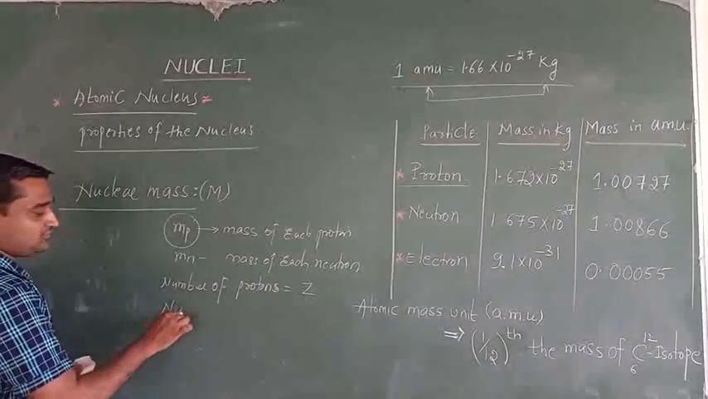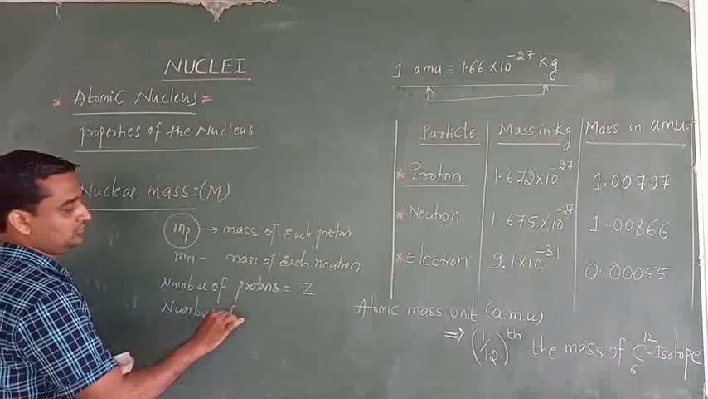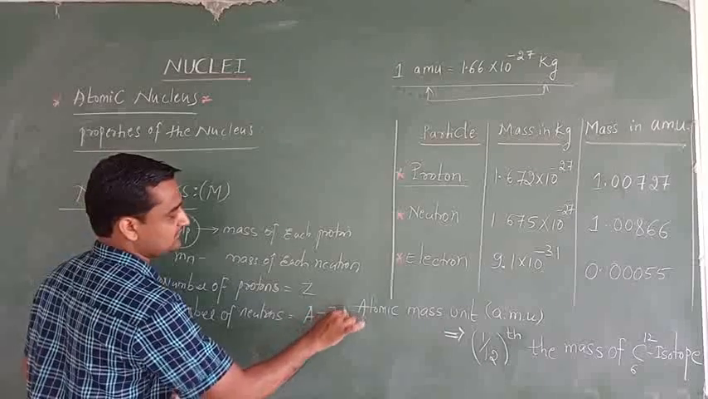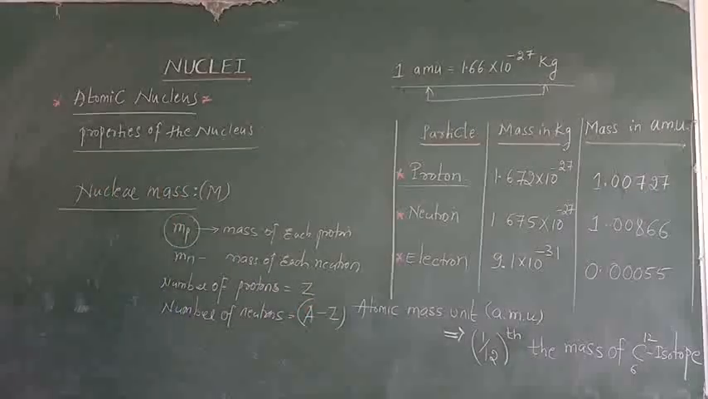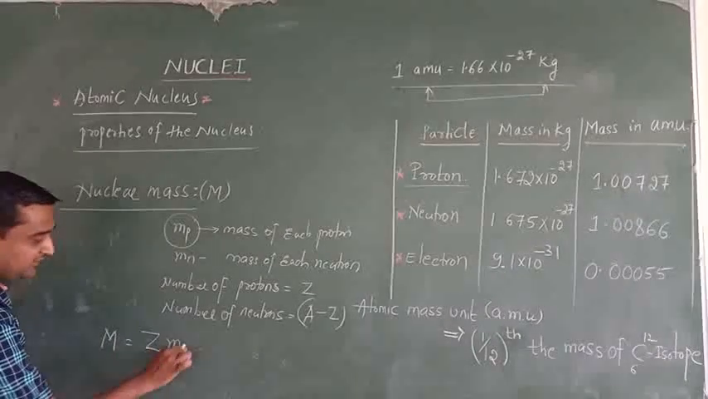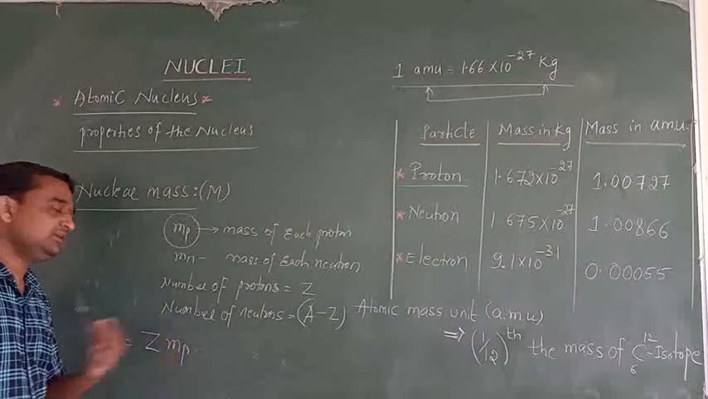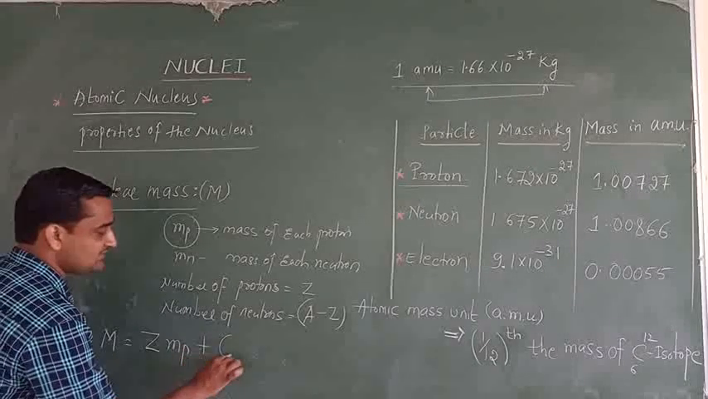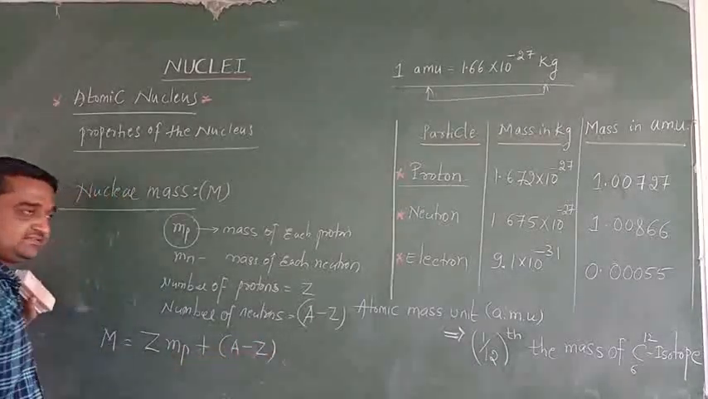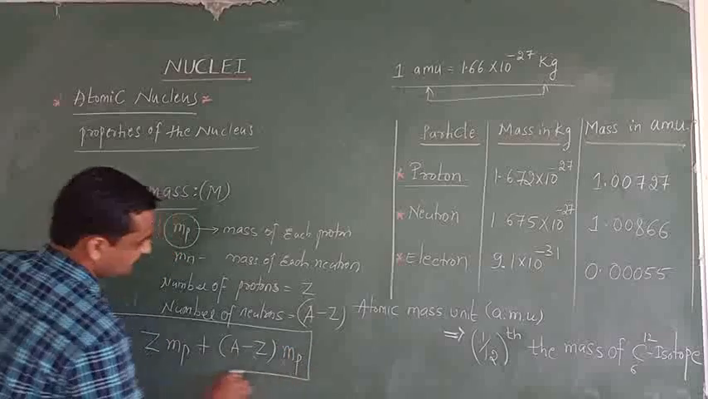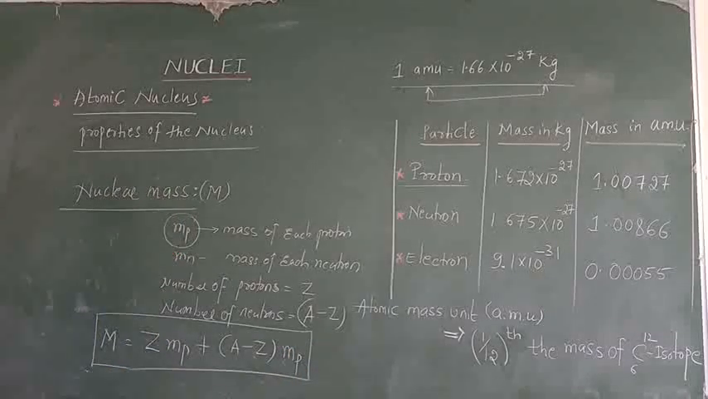And total number of neutrons is equal to what? Total number of neutrons is equal to A minus Z. Then total mass of the nucleus, the nuclear mass, is equal to Z into Mp, that is total number of protons into mass of each proton, Z into Mp, plus number of neutrons, A minus Z, into mass of each neutron. So by using this equation we have to represent here the nuclear mass or the total mass of the nucleus.